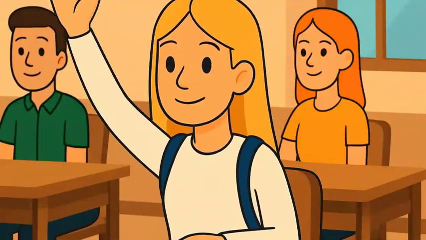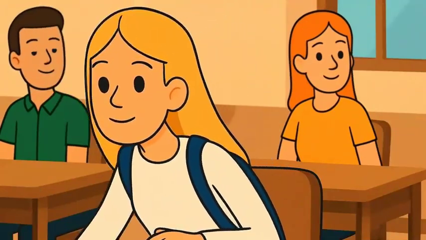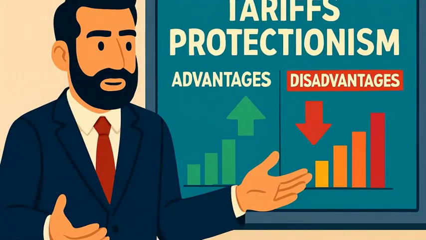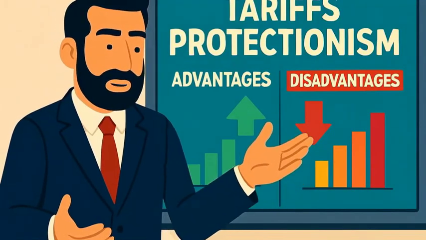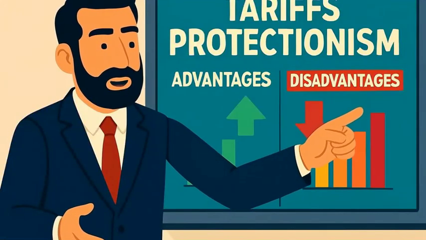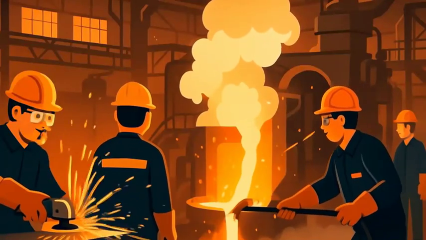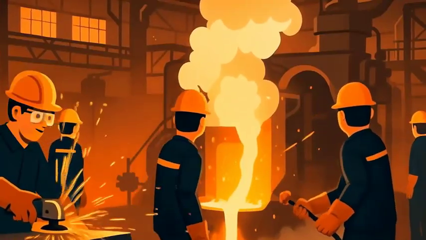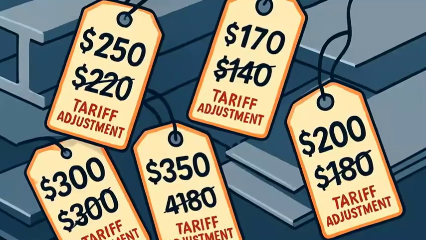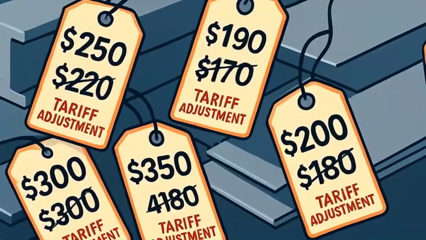What are the advantages and disadvantages of trade protectionism and tariffs? Advantages: protects jobs and young industries. Disadvantages: higher prices and less competition. Example, U.S. tariffs on steel protect local factories but raise costs for manufacturers.